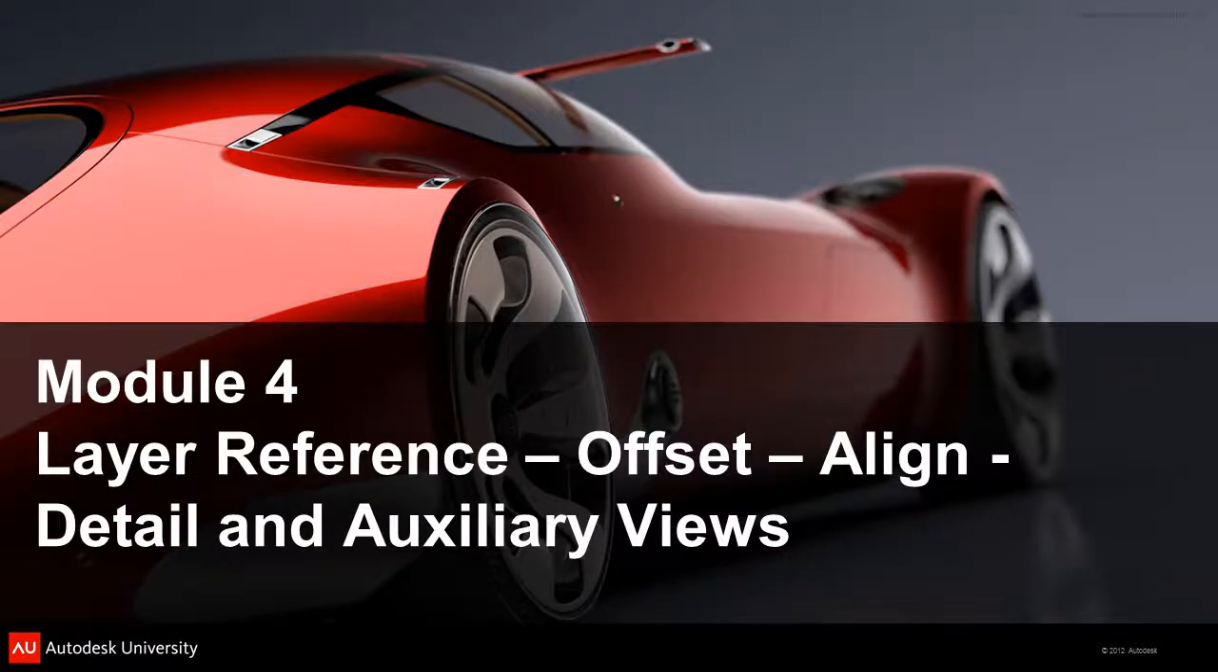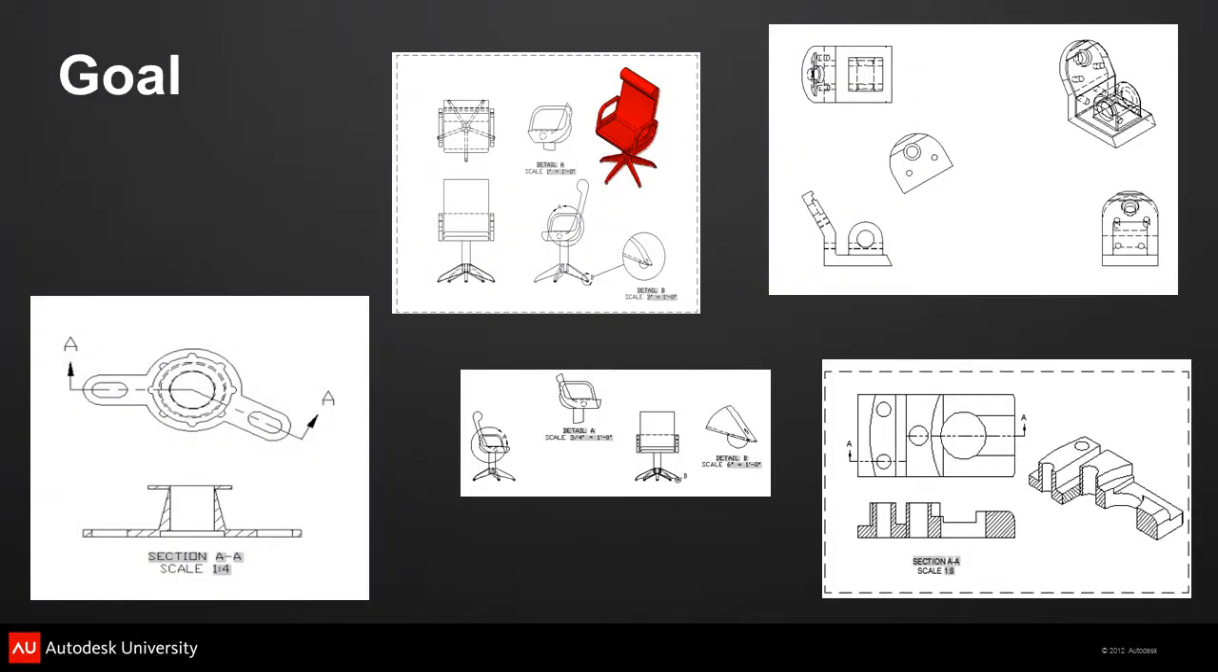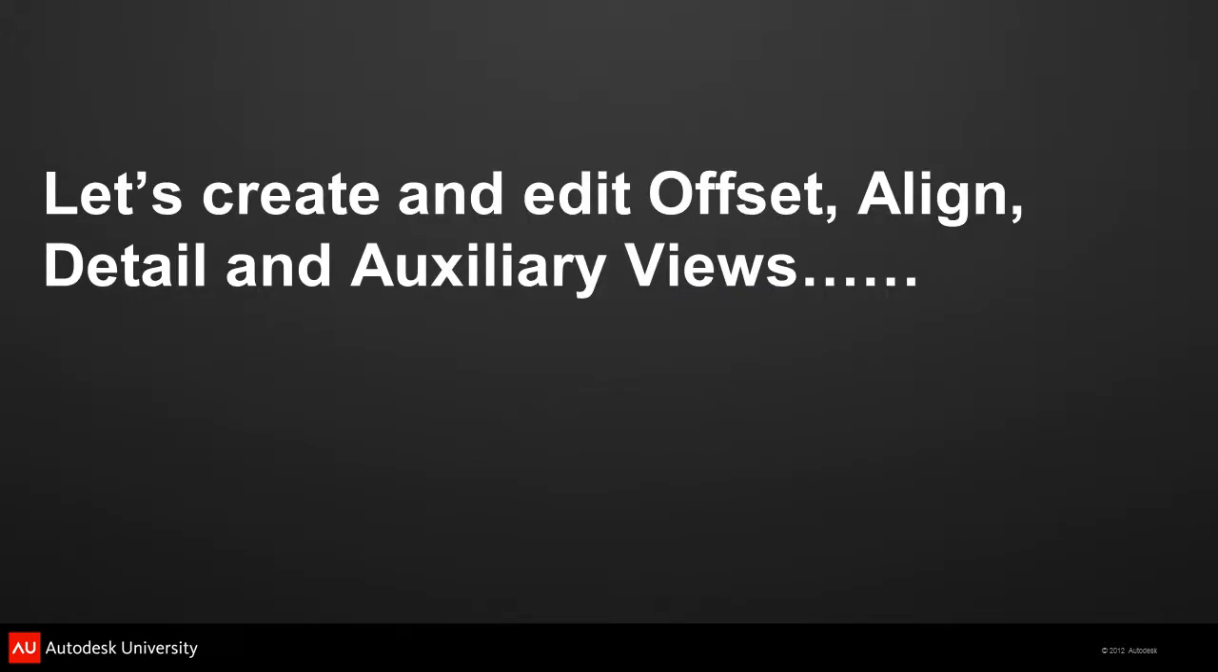In Module 4, we're going to look at layer reference as it relates to layers being created by drawing views. And we'll look at the AutoCAD help menu to help us along. We'll look at offset and aligned sections, as well as detail and auxiliary views. So we're going to create 4 different types of drawings, applying the different drawing views techniques. So let's go into AutoCAD and let's create these new drawing views.